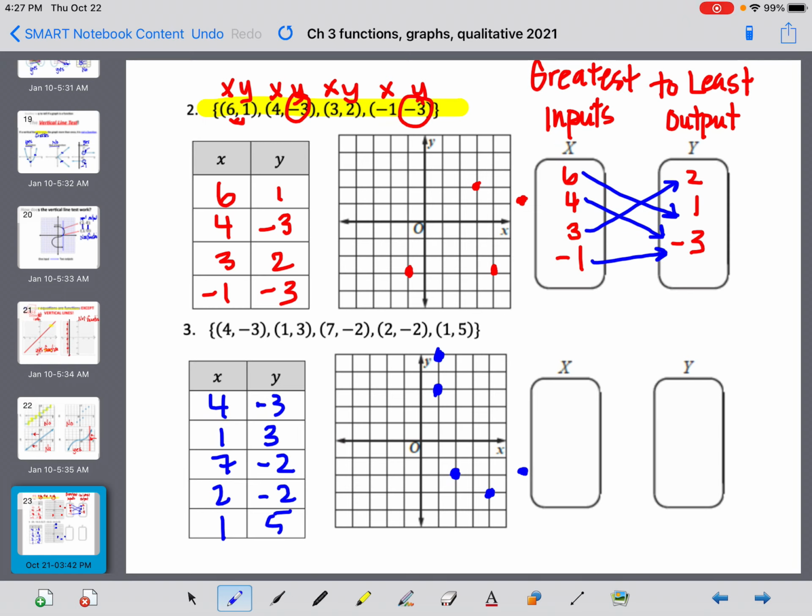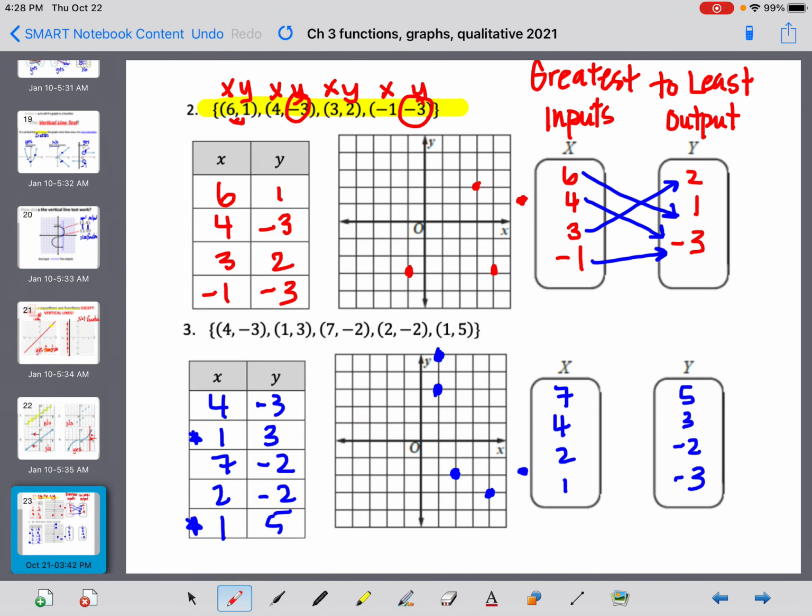Okay, so then I've graphed my data, and now I want to make a domain and range map. I'm going to take my greatest x value, which is 7, and put it at the top, and then go down numerically from there. Then 4 would be the next one, then 2, and then 1. Remember, I only use 1 one time, even though there are two ones. On a domain and range map, I just put in the individual values, and I don't worry about duplicates. Then over here, my greatest would be 5, and then 3, and then -2, and then -3.